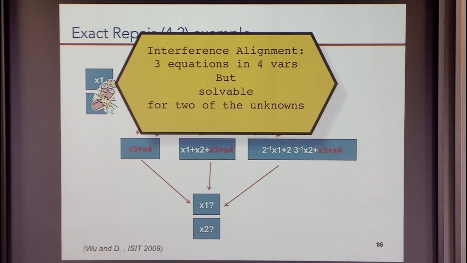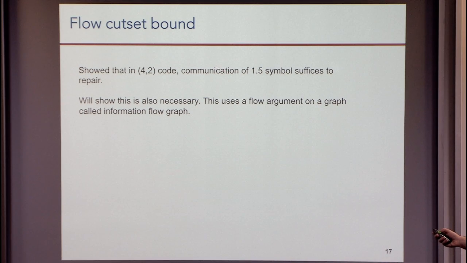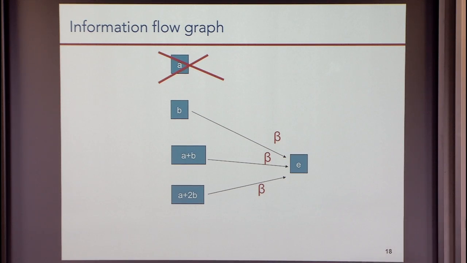Okay. So cool. Let me tell you a little bit about how we can prove the lower bound in communication. So maybe you could do less than 1.5 symbols, right? Maybe you could do 0.5 symbols. That's clearly not possible, because at the end of the day you will create one symbol, so you better communicate one symbol. But maybe one symbol is achievable. We saw that in a (4,2) code 1.5 symbols suffices. I will show that this is also necessary, and I will use a flow argument. Okay, what's the flow argument?